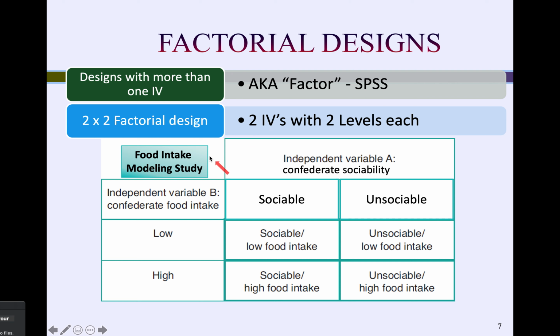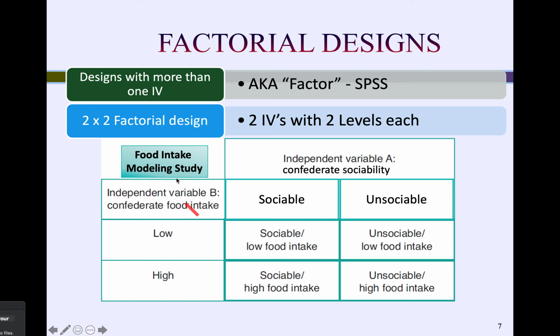This is called a food intake modeling study, and here researchers were interested in trying to understand whether or not participants would increase the food that they eat when they're placed in a room with a research confederate. Remind you, a confederate is someone who is part of the research team, but they're pretending to be a participant of a study.